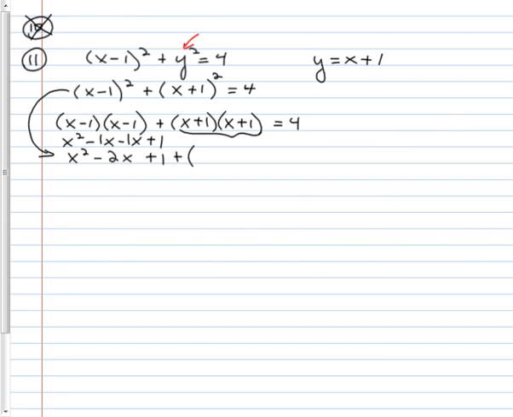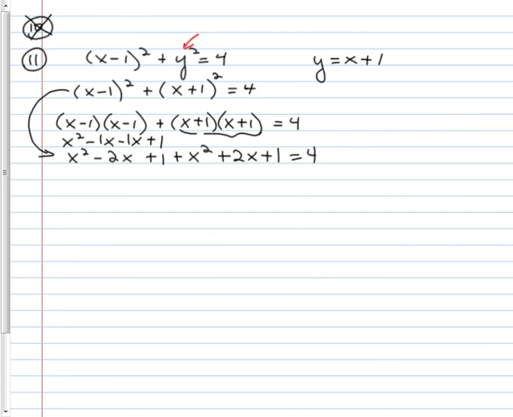I'm going to do that when I do this one. Plus, I'm going to square the x. I don't need parentheses. x squared. I'm going to multiply it together. 1x times 2 is plus 2x. Then I'm going to square that 1, plus 1. If you use FOIL, you get the same answer. If you know the formula, it's faster.